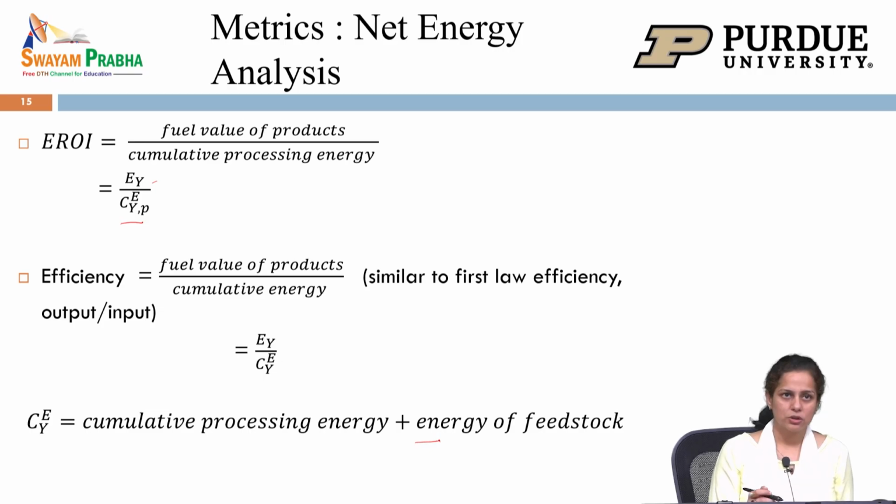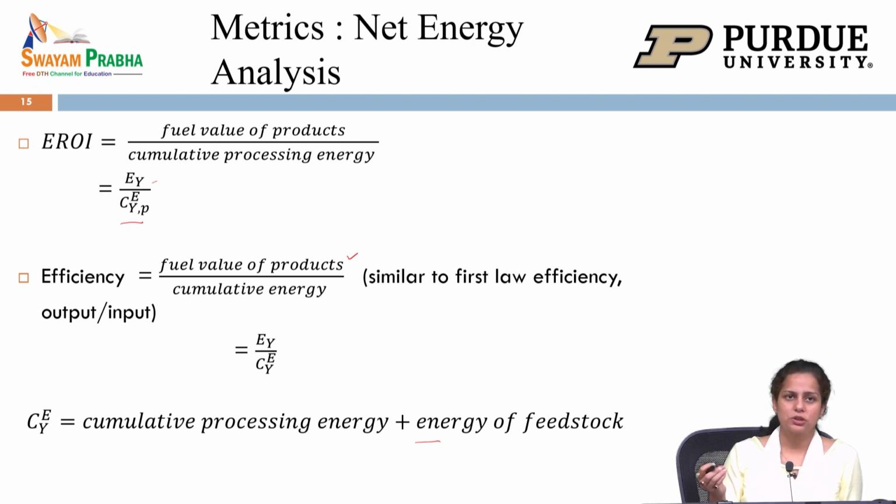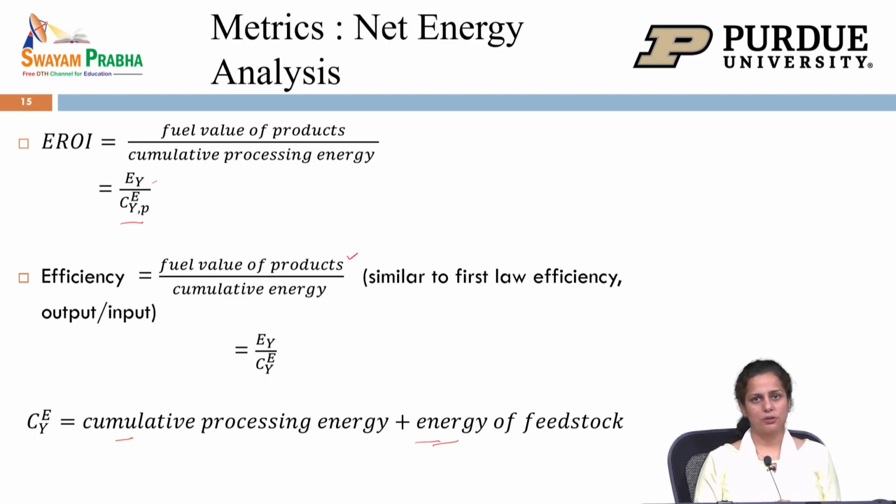So for calculation of efficiency, what you would do is take the fuel value of products, which we can get from the actual fuel value for each of the products, which is Y, and then divide by the cumulative energy. In the cumulative energy we have the cumulative processing energy, which is C_PE, and remember that it includes both the processes and the economy, and then also the energy of the feedstock itself. So that can give us the efficiency calculation.